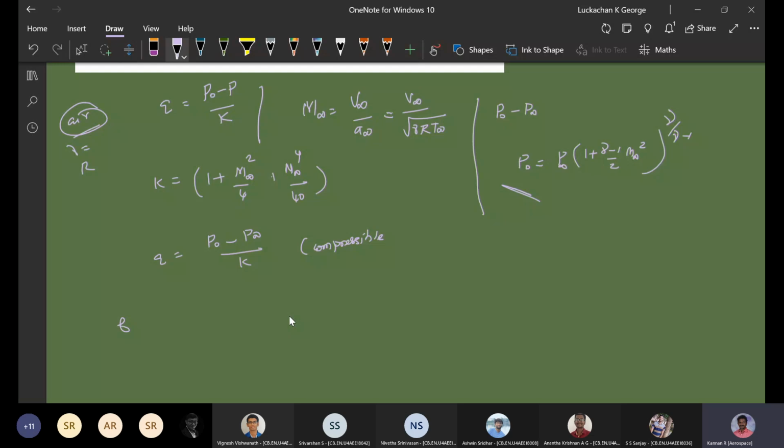For the incompressible case, K is equal to 1. So Q compressible is as calculated above, and Q incompressible is equal to P naught minus P infinity. So Q compressible, this is the error formula.